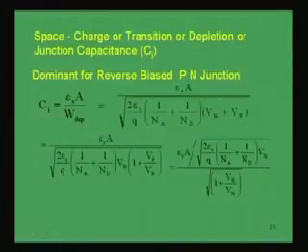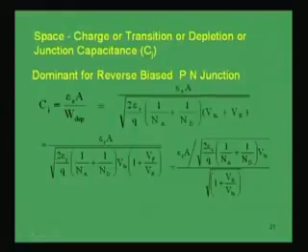So, if I substitute these values, I already know what W depletion is. If I substitute these values, then for the reverse bias PN junction, I am taking this case specially for reverse bias PN junction, because this junction capacitance will be dominant for reverse bias PN junction, not for the forward bias PN junction. So, after replacement the whole expression comes like this.